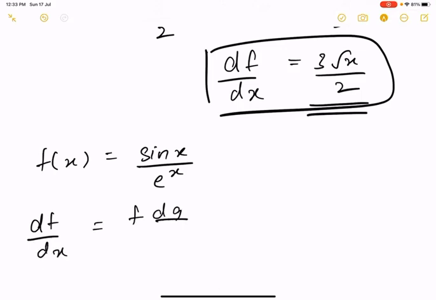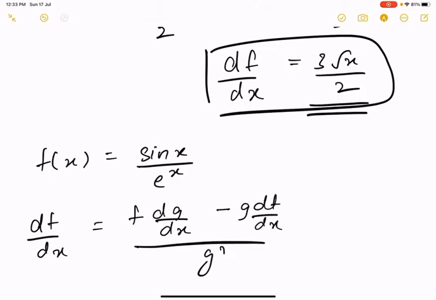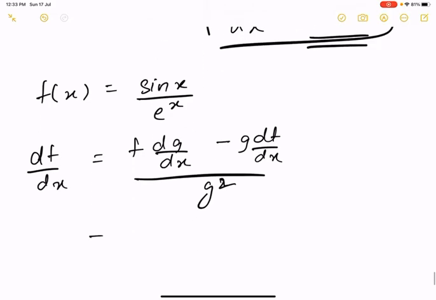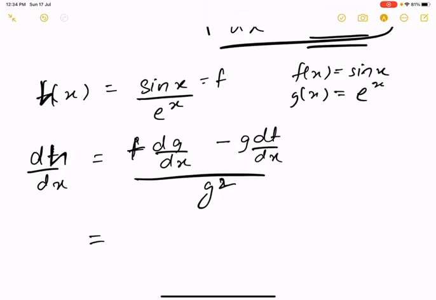Division rule is f times dg/dx minus g times df/dx, divided by g squared. So what is f? This is the rule, right? Wait, let's say this is your h, because f is being repeated everywhere. Okay, so this is your h. Here f of x means your numerator function, which is sin x, and g of x means your denominator function, which is e raised to x. So when you're having division of functions, sin x is your first function, e raised to x is your second function, but they are divided.